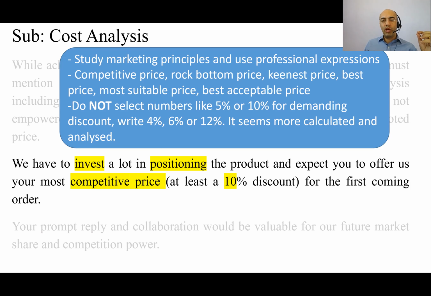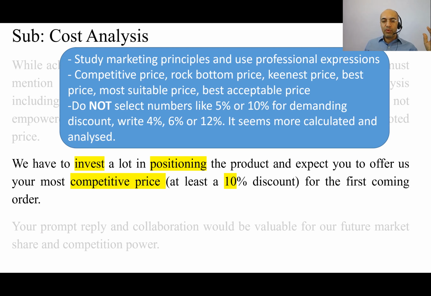The point which I would like to emphasize here is that your knowledge of marketing will help you. Study about marketing, study about finance, study about economics, study about strategic management. These measures and fields help you have professional ideas for your business letters.